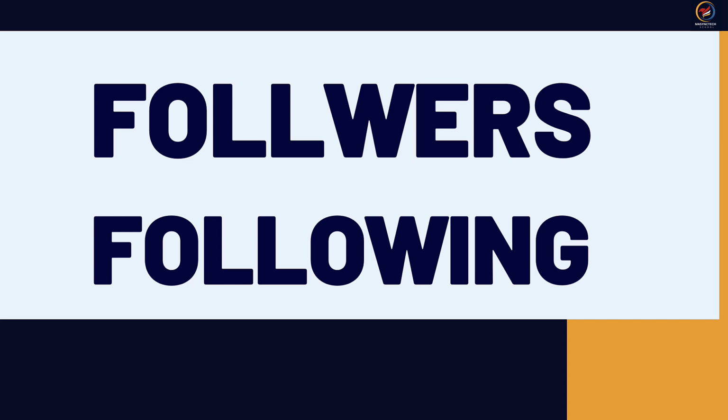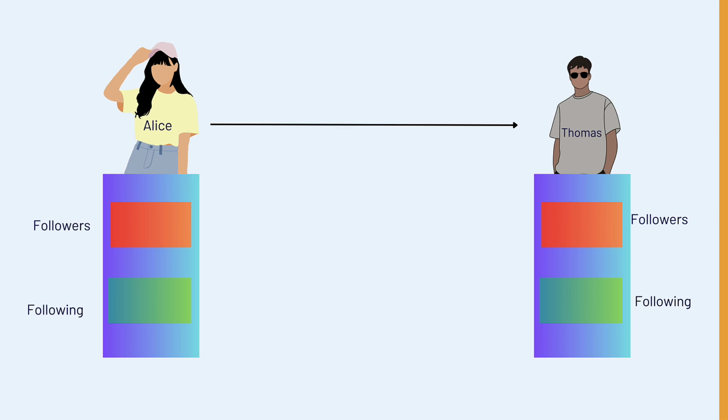Before we get into code, let's see the flow for the following and followers. Let's take it that these two users, Alice and Thomas, want to follow each other. And this is an array of followers and following for Alice. Likewise, Thomas, followers and following. So, what is followers and following?